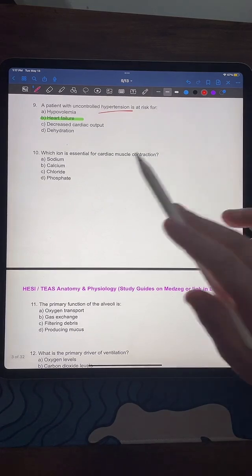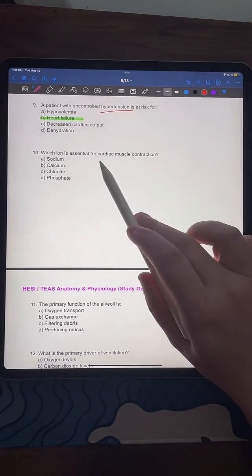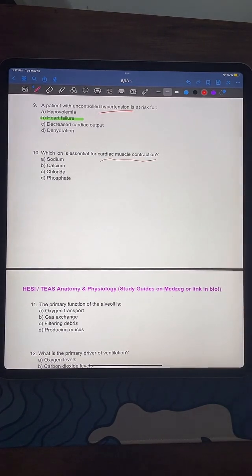Number 10, which ion is essential for cardiac muscle contraction?